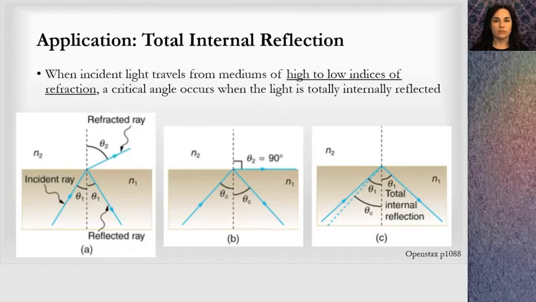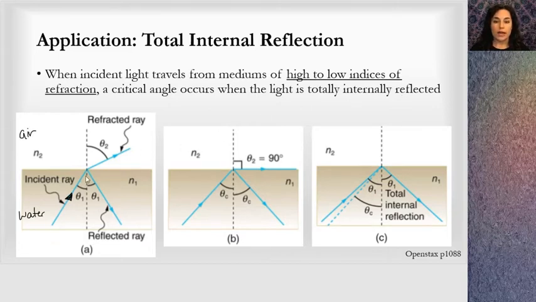An application of Snell's law is total internal reflection, which means that light travels from mediums of high index of refraction to low index of refraction. So I might have water to air, and we're going upward here. There's an arrow here just to make sure the direction is imprinted in your head. We want to go from high to low. At that interface, a critical angle occurs where there's totally internally reflected light.